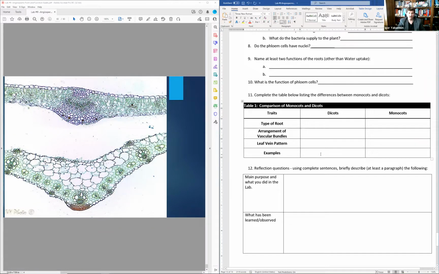Examples of the dicot: any kind of beans, okay? Beans, the peas, the snow peas. Then let's go into the peanuts, most of the fruits, not all, but most of the fruits: peaches, apricots, apples, pears, what else? Strawberries, raspberries, blueberries, and so on.